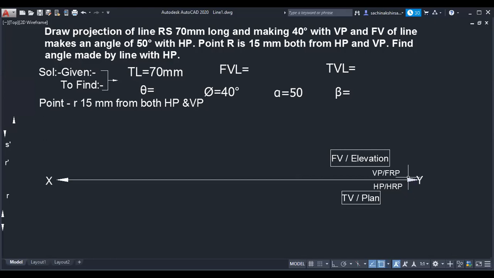Which plane is there above the XY line? VP, the vertical plane, also called FRP. Which plane is there below the XY line? HP, or HRP. Which view do we observe in VP or FRP? Front view, also called elevation. The view we observe in the top HP is called top view or plan. So this is required.